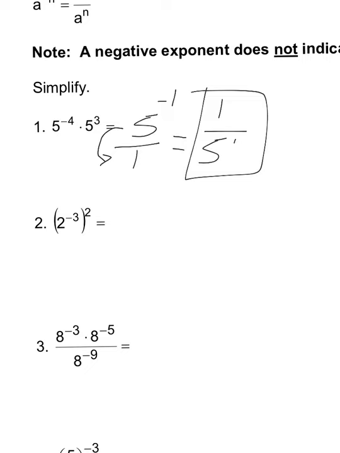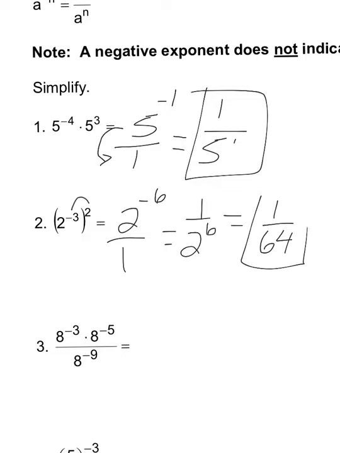Okay, on number 2, it's multiplying because it's a power to a power. So I distribute that 2 times negative 3, so that would be 2 to the negative 6 power. Again, we cannot have a negative exponent, so I must make it into a fraction and move it down. So that's 1 over 2 to the positive 6 power. If I put 2 to the 6 power in my calculator, that comes out to 64, and obviously 1 is still on top. Okay, moving on to number 3.